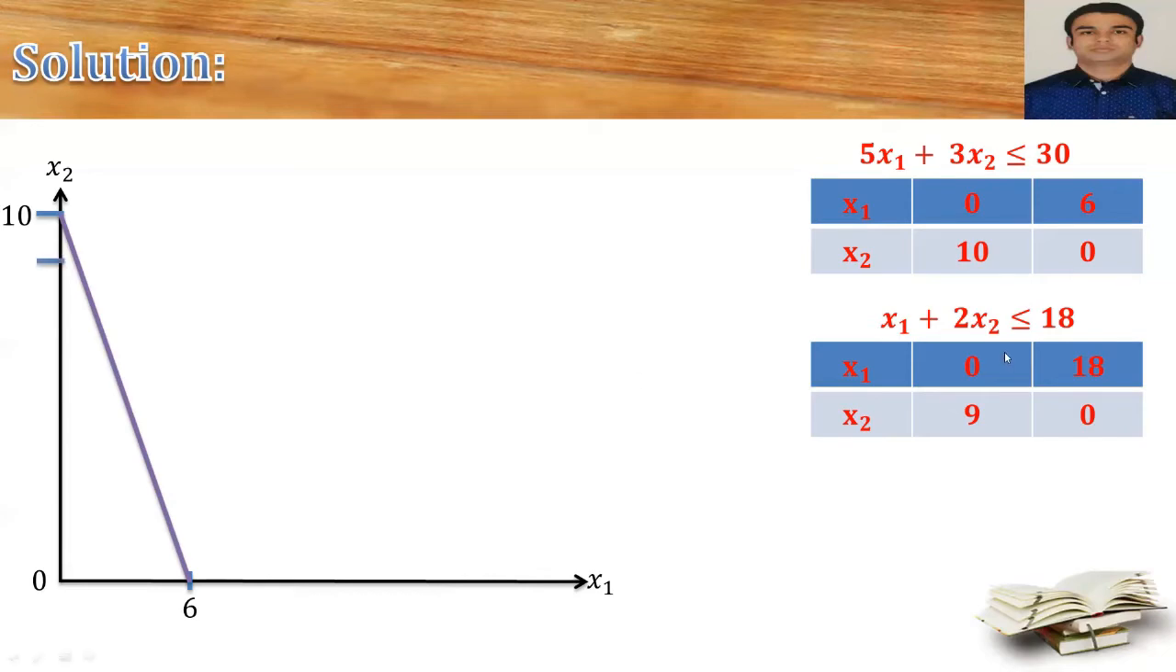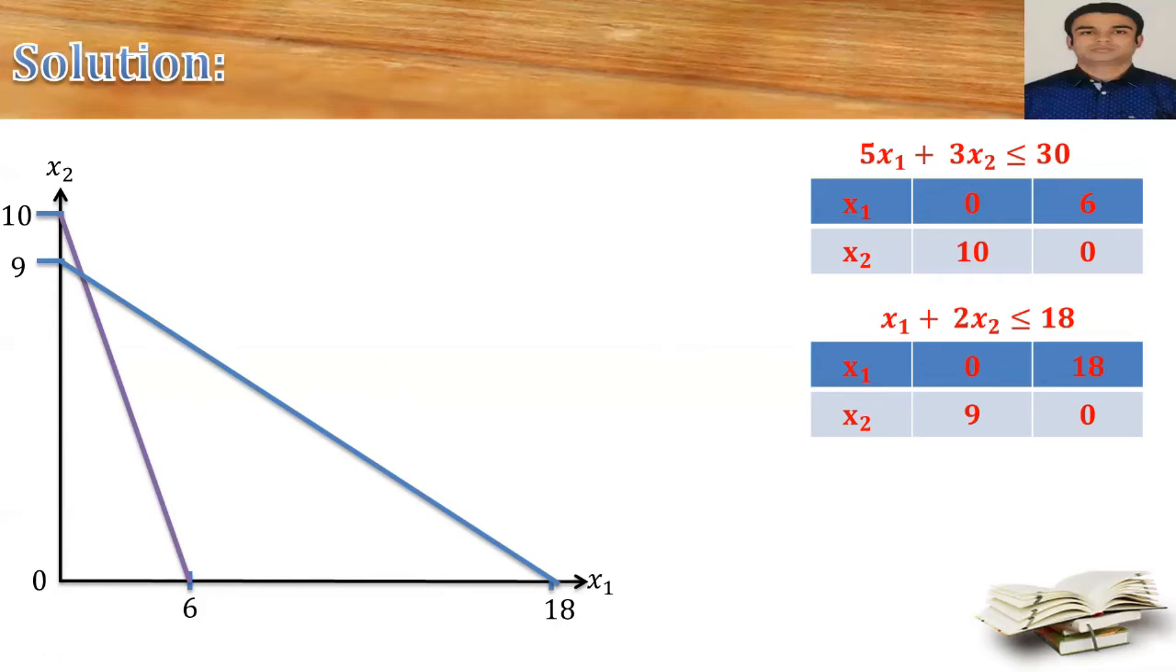Now for the second line, x1 plus 2x2 is greater than or equal to 18, our first point is (0, 9) and the second point is (18, 0). Mark the two points and join them. This is the line for the second constraint, x1 plus 2x2 greater than or equal to 18.